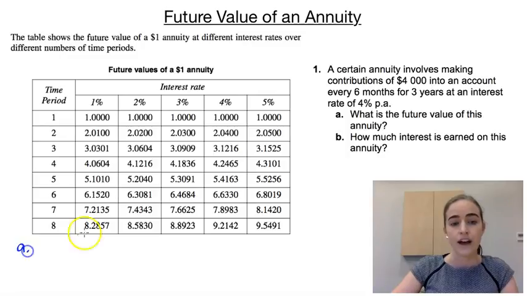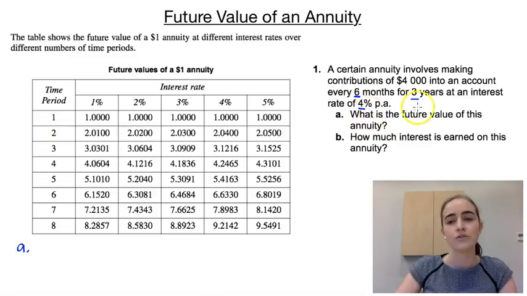So what we need to figure out is we need to get our 3 years and our 4% per annum. It's happening every 6 months, those contributions. So we need to calculate all this into the same time period. It's happening every 6 months, so for 3 years, our number of time periods will be twice per year for 3 years, which would be 6. Our rate, if it's 4% per annum, but it's happening every 6 months, we need to halve that and we'd have 2%.